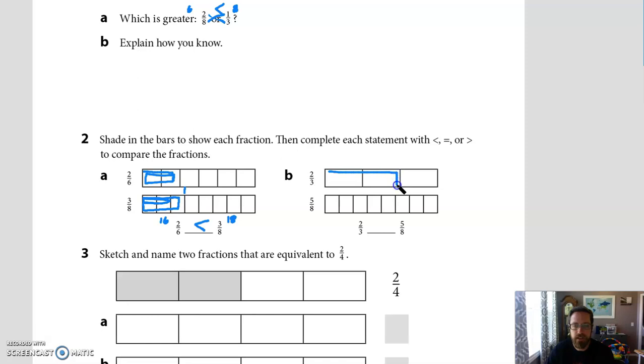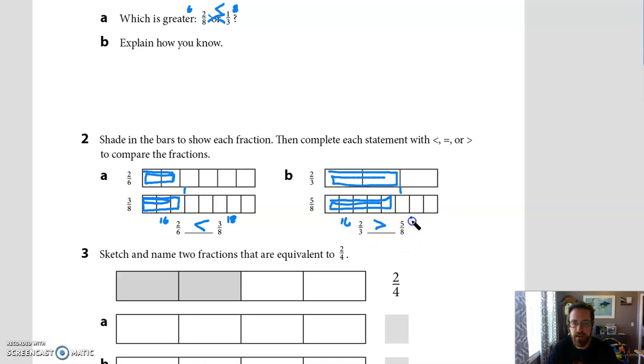All right, if I shade in here 2/3, and then I have 5/8, 1, 2, 3, 4, 5 of the 8, well, this one is a little ahead, so 2/3 is greater. Then let's check. Again, always a good idea to check. Cross multiply. 8 times 2 is 16.